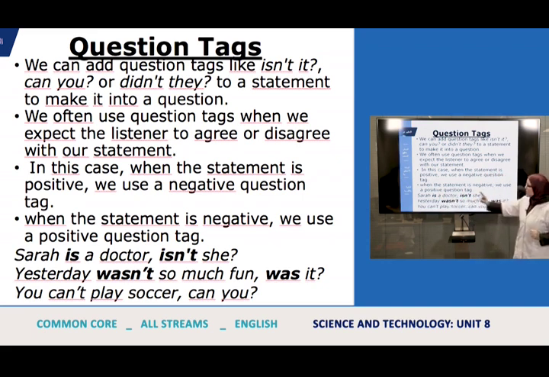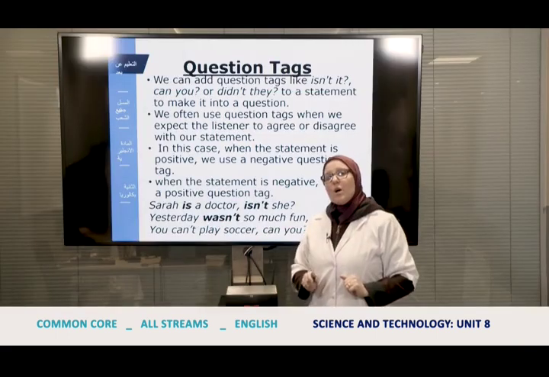The second example, yesterday wasn't so much fun. As you see over here, the sentence is in the negative form. We replace yesterday with it, and we replace wasn't with was, because as we said earlier, the negative form becomes positive. In the last example, you've got a modal verb which is can or can't, okay? And you've got other modal verbs that have the same form over here. So you can't play soccer, that's negative. The negative becomes positive, and we keep the same pronoun, okay? I hope you have understood the use and the form of question tags. Now move on to practice.